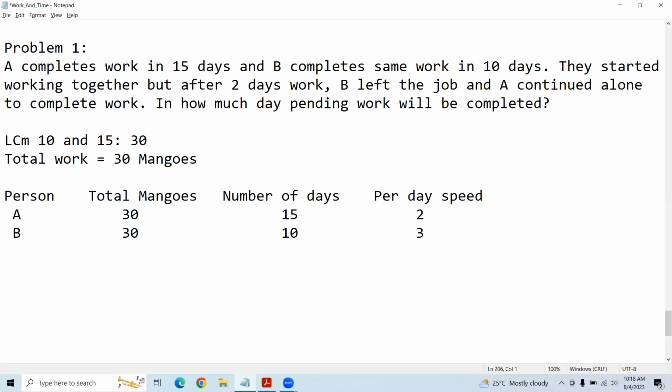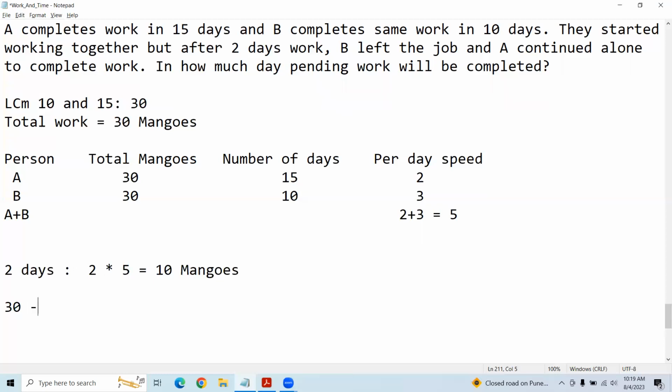So they started working together. So can we do A plus B speed? A plus B speed will be 2 plus 3, because A will eat 2 mangoes and B will eat 3 mangoes. So together in 1 day, they will eat 5 mangoes. Now they work together for 2 days. So if they work for 2 days together, 2 into 5, they would have completed 10 mangoes out of 30. So now how many mangoes are remaining with us? 30 minus 10, that is 20.